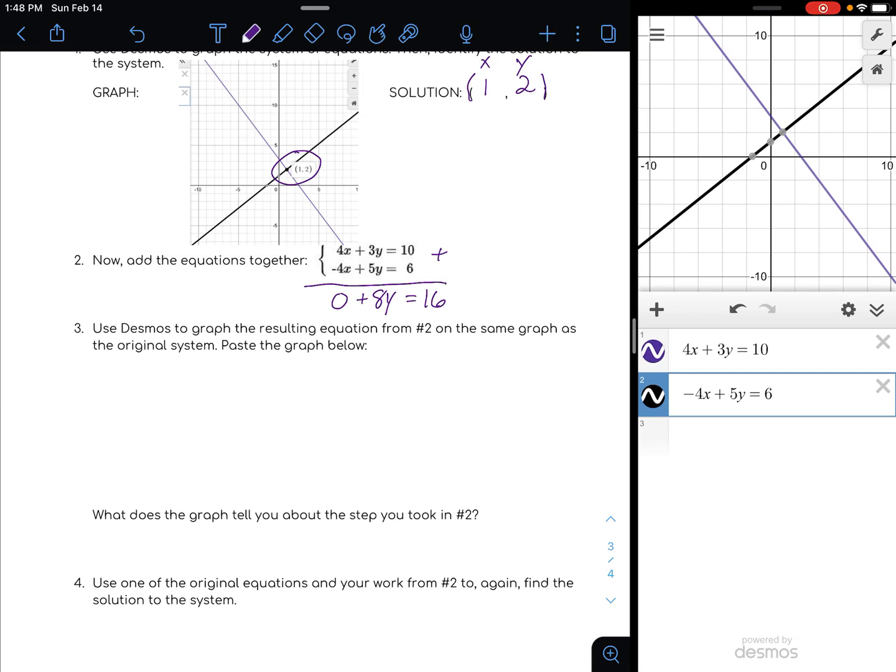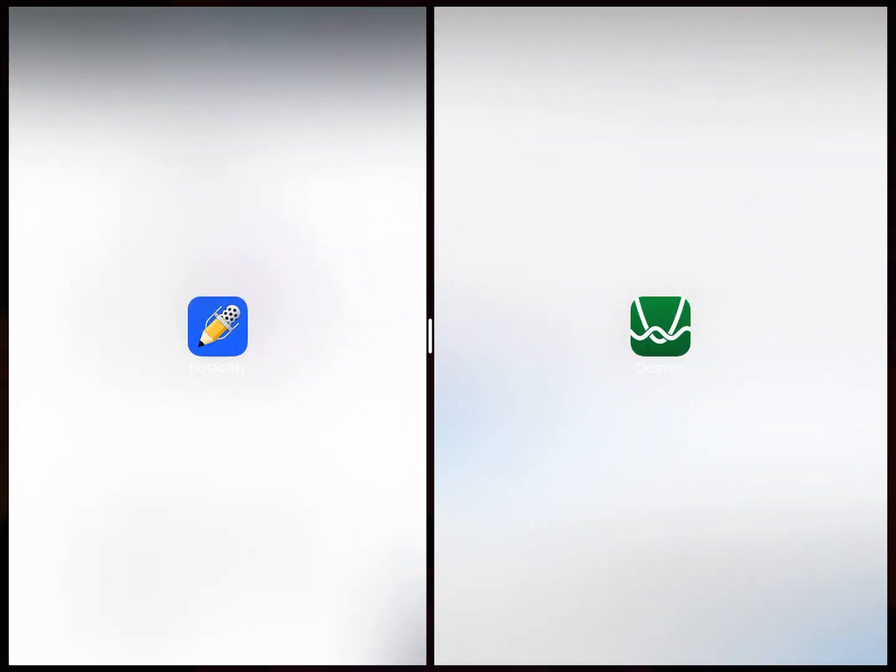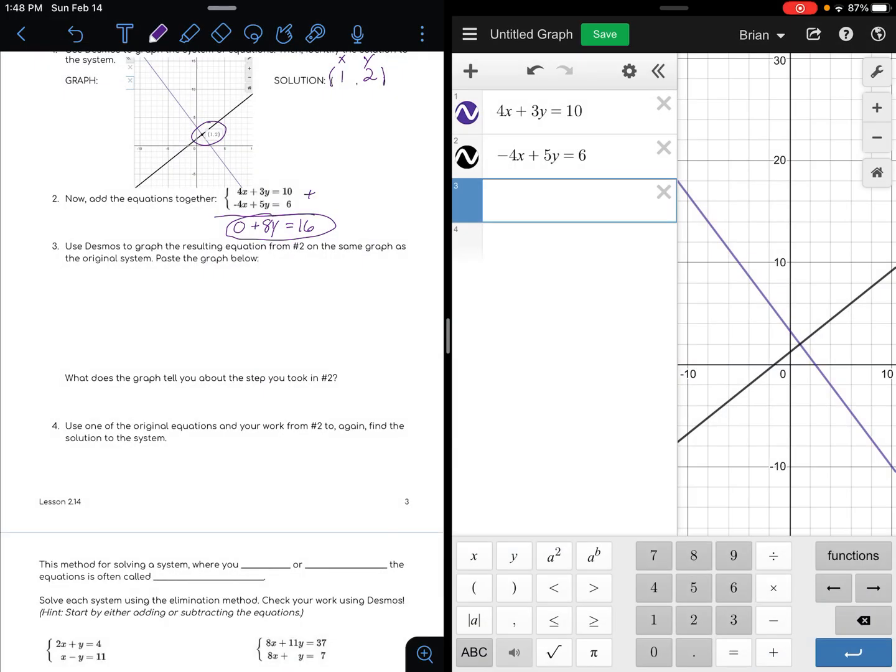And one thing that I want you to notice is that we really do get a third equation here. And this third equation is 0 plus 8y equals 16, or just 8y equals 16. So let's just type that in here. Give ourselves a little bit more space. So if you want to do 0 plus 8y equals 16, you can, and that is just the same thing as just saying 8y equals 16.